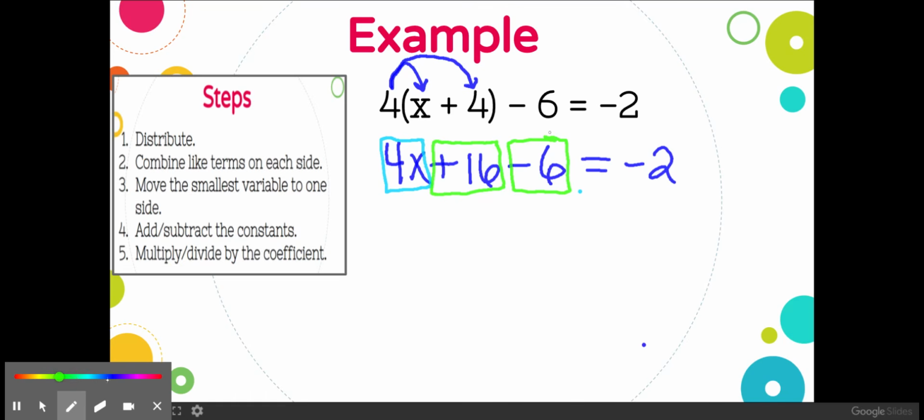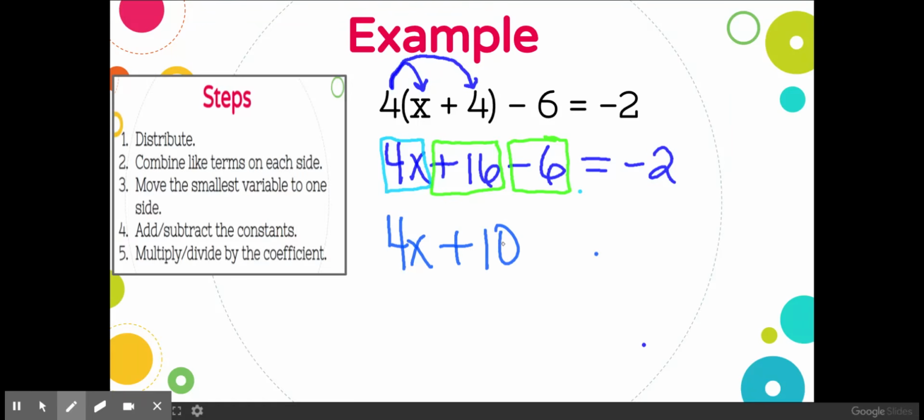In the case of 4X, I don't have anything that color, so I'm just going to bring 4X down. Then I have positive 16 and -6. They are like terms because, as you can see, I identified them using the color green. So I would combine them. Because they have different signs, one positive and one negative, different signs subtract. So I get 16 minus 6, which is a positive 10. And then bring down that -2.